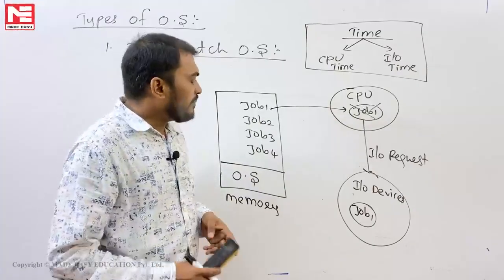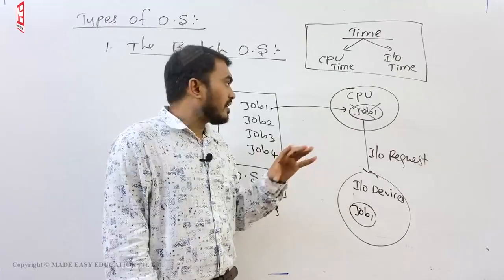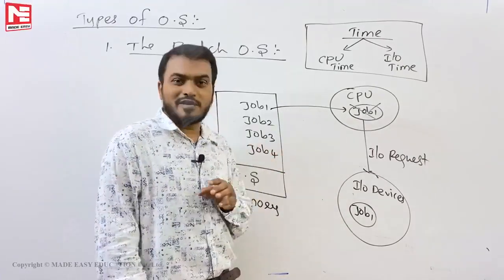Now what happens here when job 1 does this? Okay, make a note of this. If I am going fast, you can simply pause the video and make a note of this.